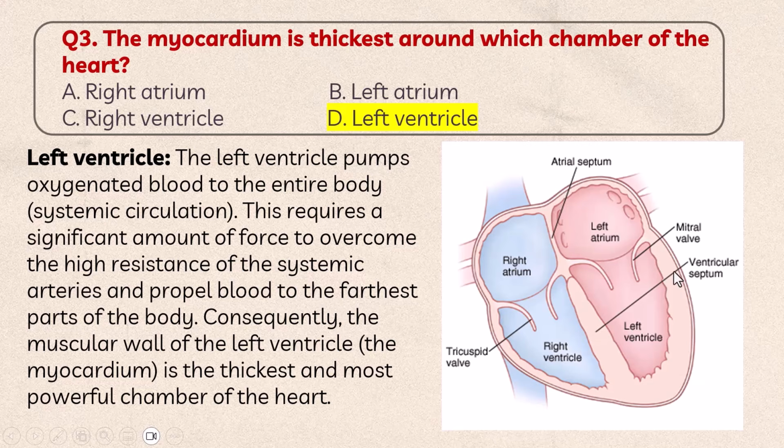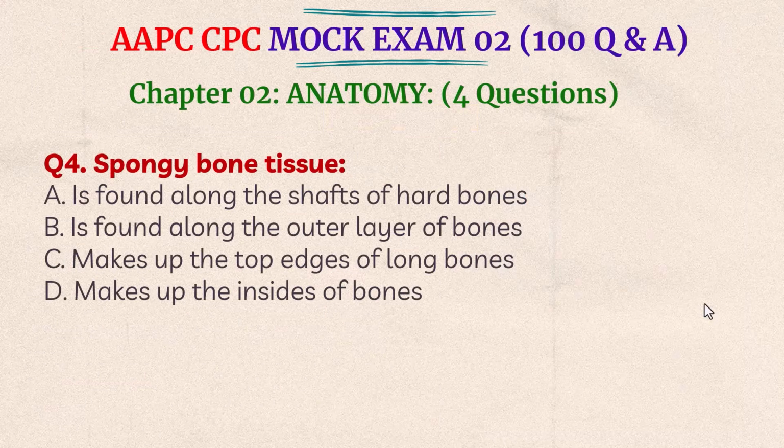The left ventricle pumps oxygenated blood to the entire body, that is the systemic circulation. This requires a significant amount of force to overcome the high resistance of the systemic arteries and propel blood to the farthest parts of the body. Consequently, the muscular wall of the left ventricle, that is the myocardium, is the thickest and most powerful chamber of the heart.